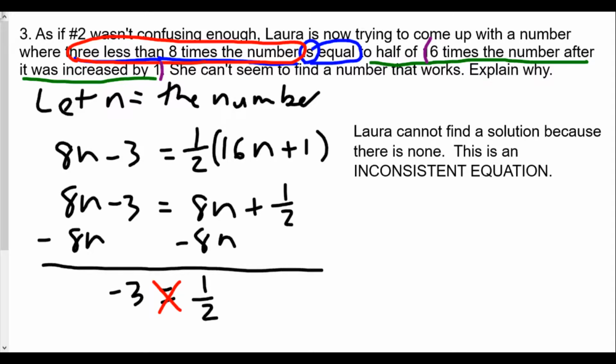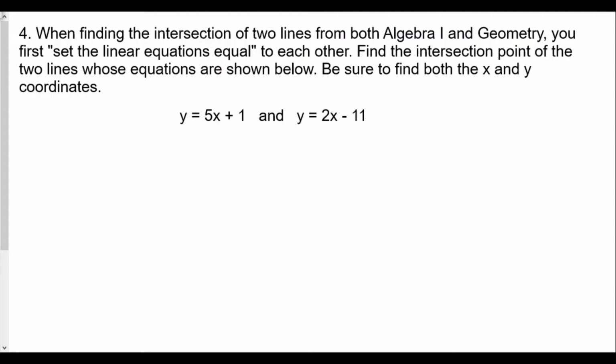Ladies and gentlemen, let's try the next one. When finding the intersection of two lines from both Algebra 1 and Geometry, you first set the linear equations equal to each other. Find the intersection point of the two lines whose equations are shown below. Be sure to find both x and y. Okay, so we're going to solve this algebraically.